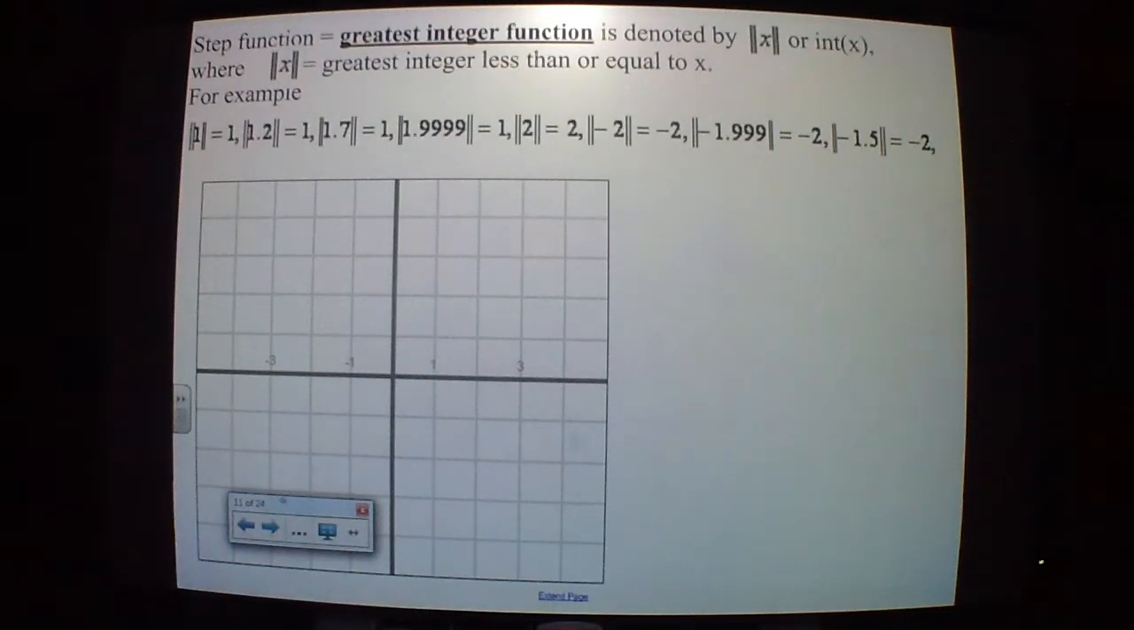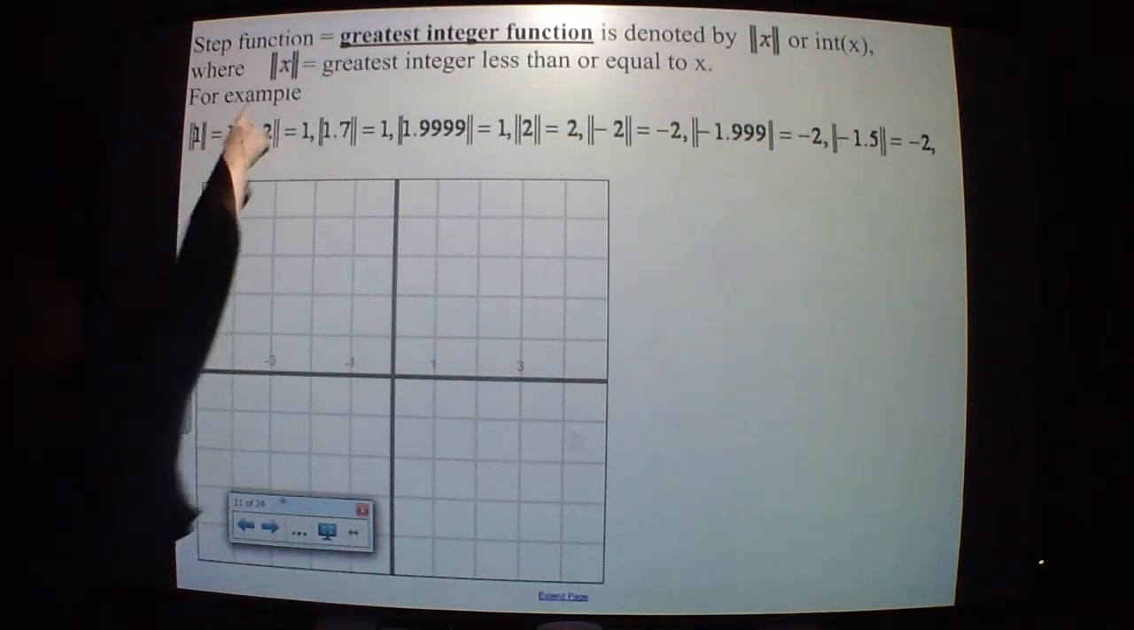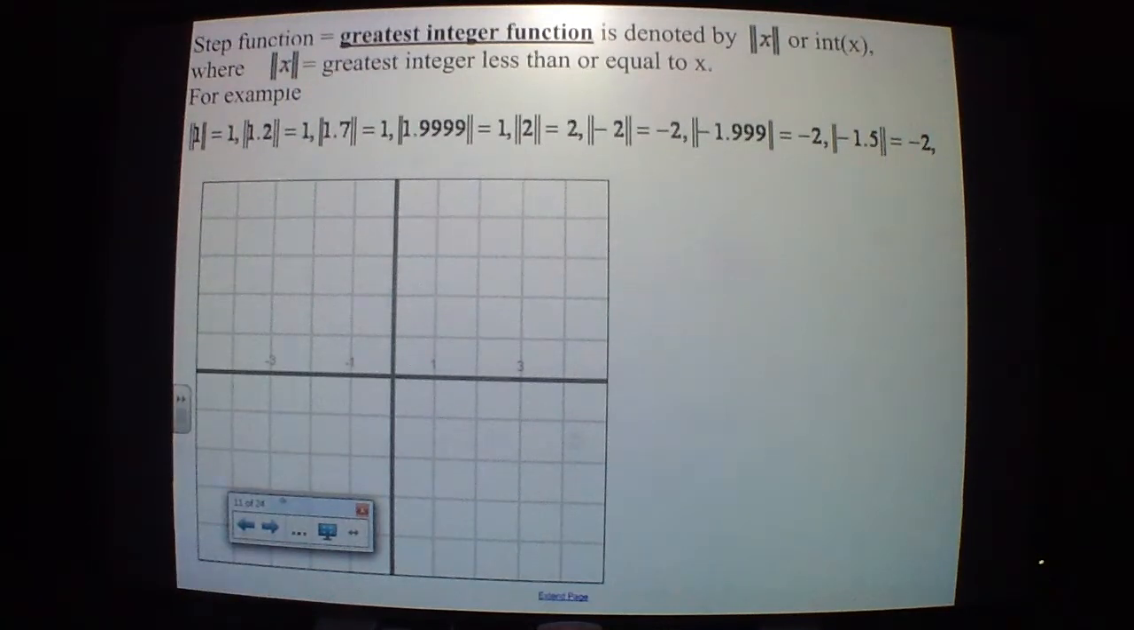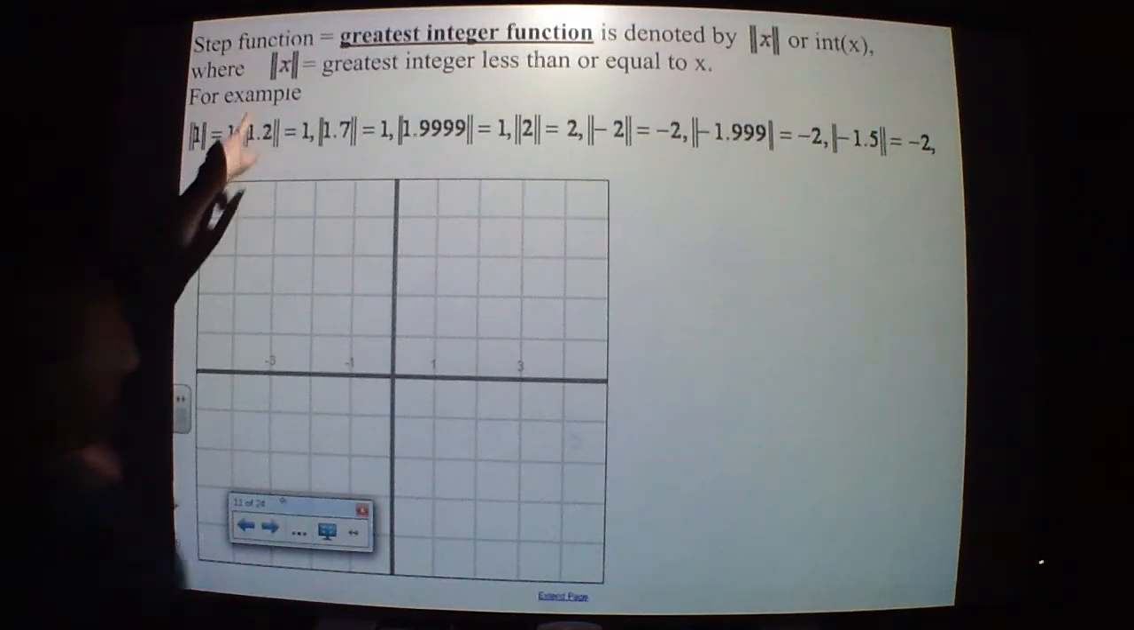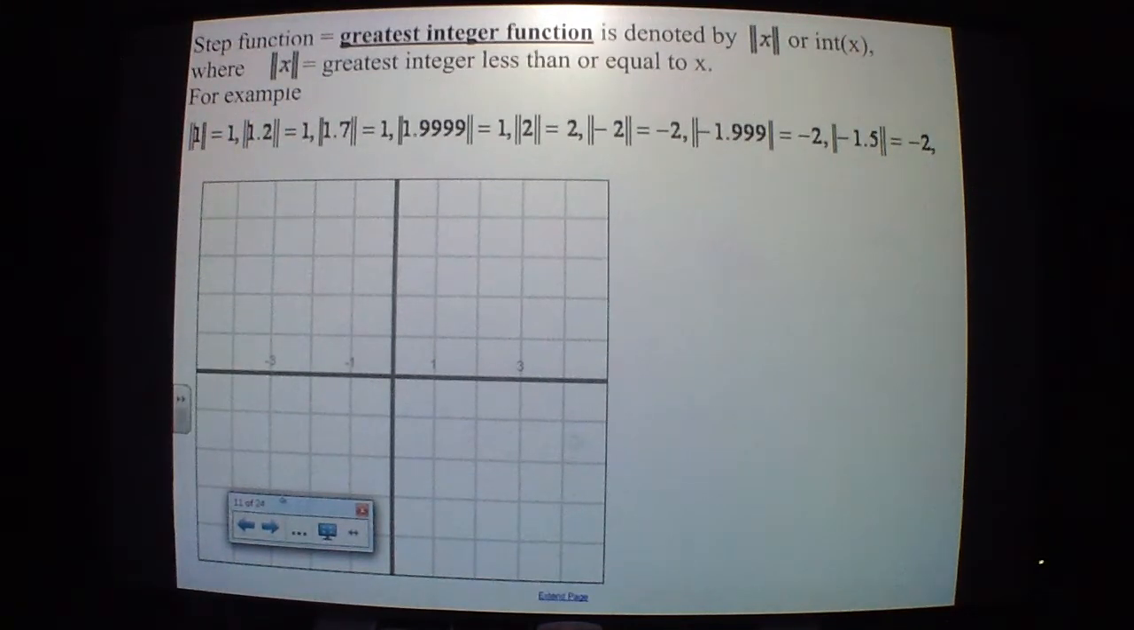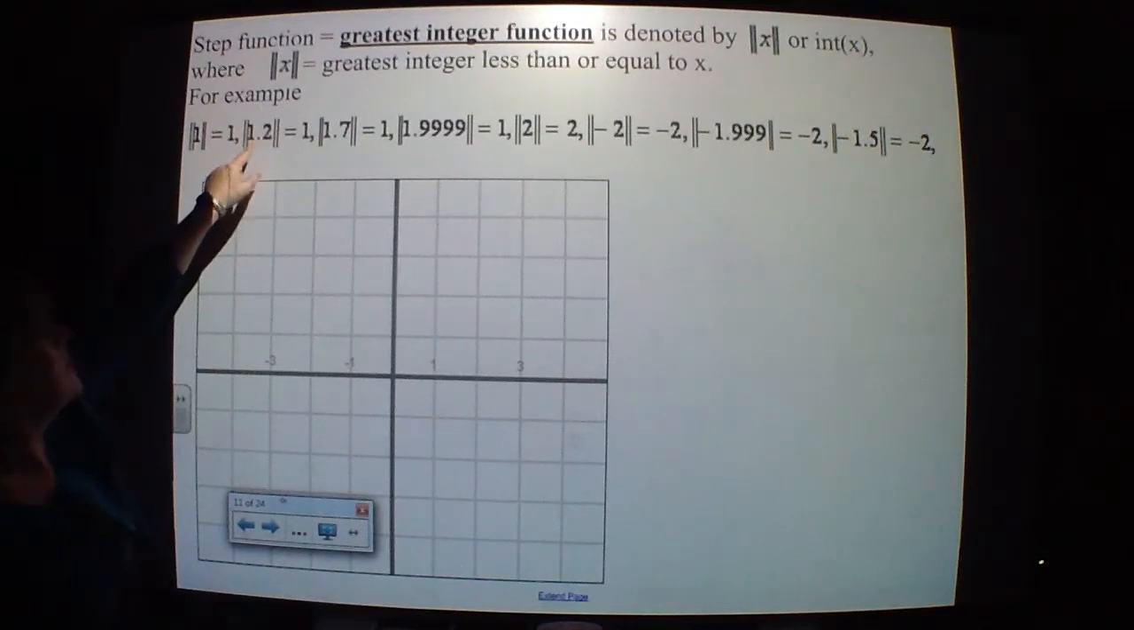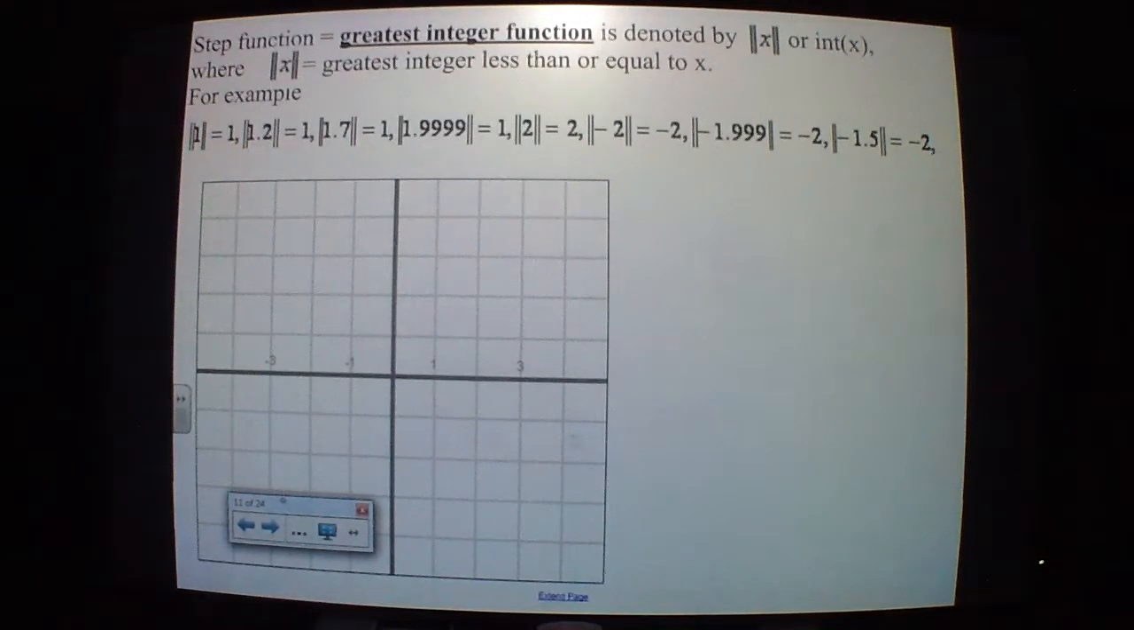There's also another step function, and your calculator has this step function in it. It's called the greatest integer function. And it is denoted by an x with 2 lines on each side, like double absolute value signs. Okay? Or in your calculator, I think it just says int x if you're looking for it. So this is the greatest integer function. It's less than or equal to a number. So for example, if you have 1, the greatest integer less than or equal to 1 is 1. If you have 1.2, the greatest integer less than or equal to 1.2 is 1.